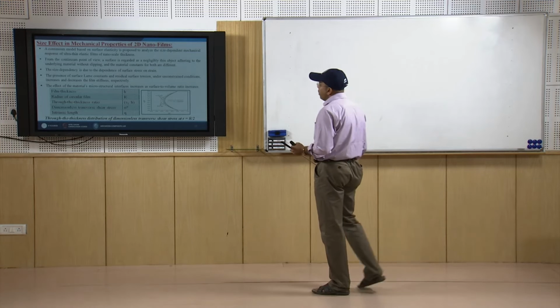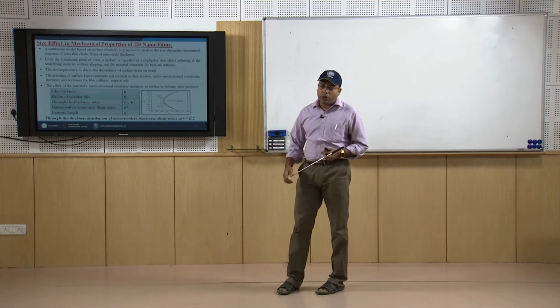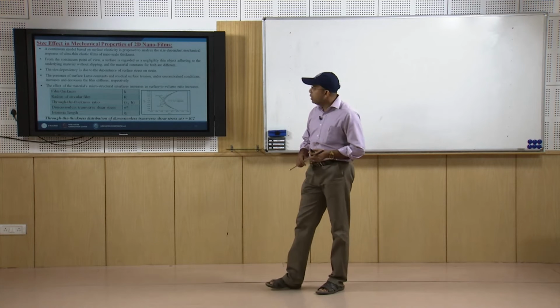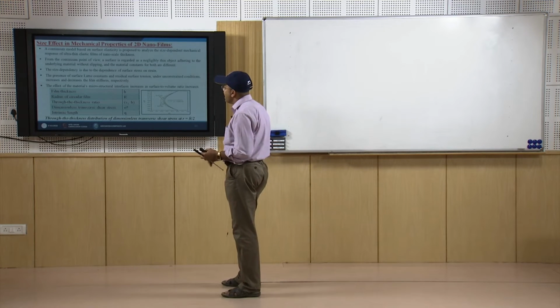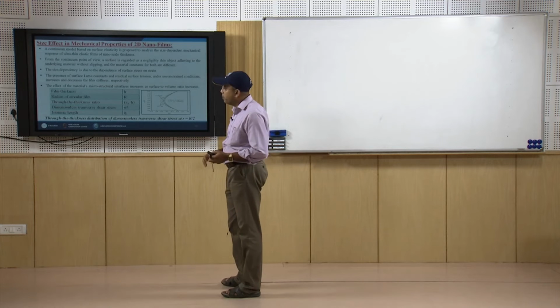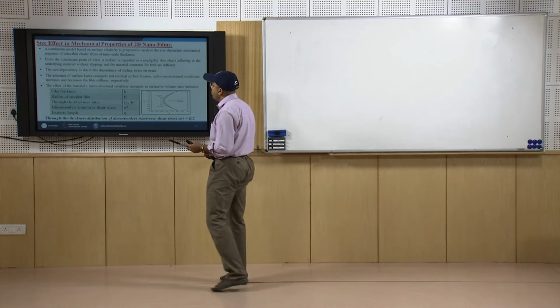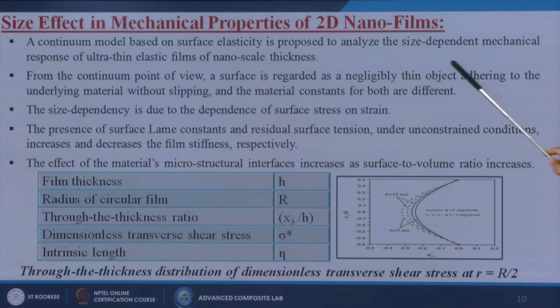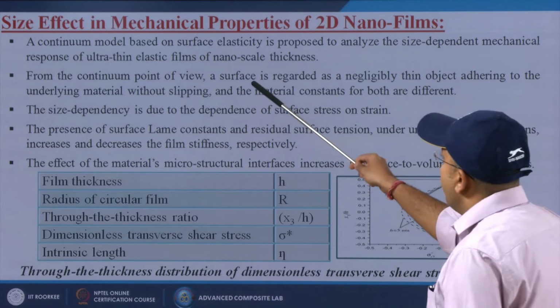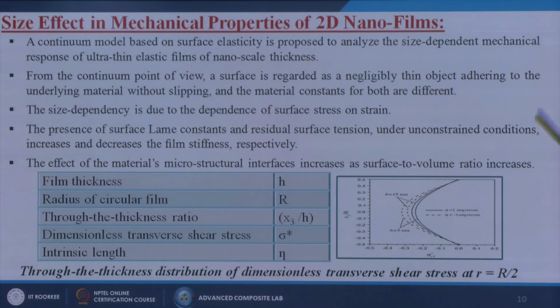Then size effect in mechanical properties of 2D nanofilms. So, when you are talking about nanofilms, it is 2D in structure. So, how the mechanical properties are affected based on the size of those particles. A continuum model based on surface elasticity is proposed to analyze the size dependent mechanical response of ultrathin elastic films of nanoscale thickness. From the continuum point of view, a surface is regarded as a negligibly thin object adhering to the underlying material without slipping, and the material constants for both are different. The size dependency is due to the dependence of surface stress on strain.